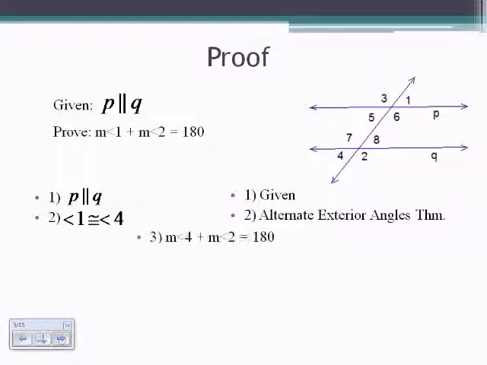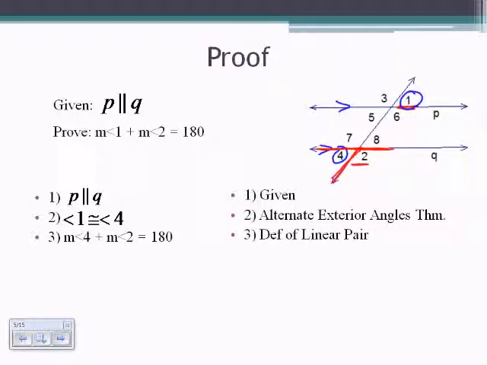Once we have the angles congruent, we can make a statement that says that the measure of angle 4 plus the measure of angle 2 equals 180. So we have angle 4 here and angle 2 here. These add together to give you 180 degrees. Reason for that, definition of a linear pair. 2 and 4, those two angles add up to 180 degrees because they are a linear pair. Linear pair implies supplementary.